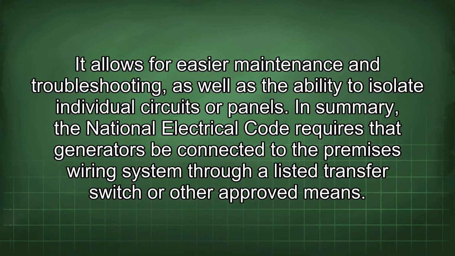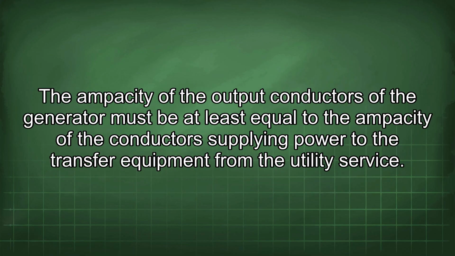In summary, the National Electrical Code requires that generators be connected to the premises wiring system through a listed transfer switch or other approved means. The ampacity of the output conductors of the generator must be at least equal to the ampacity of the conductors supplying power to the transfer equipment from the utility service.